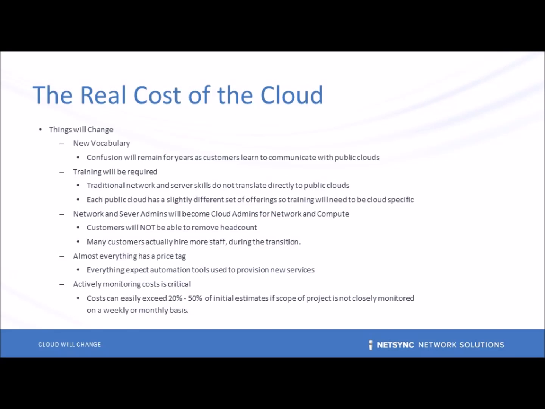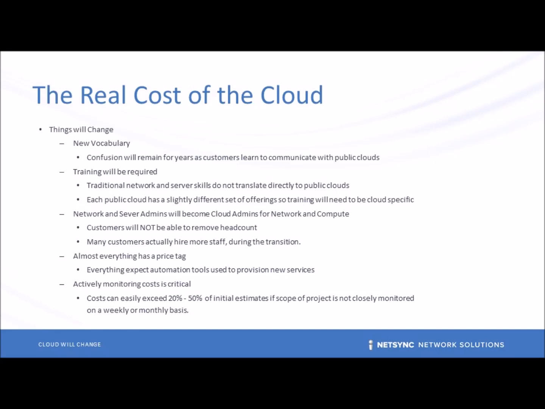Almost everything has a price tag. This one gets everyone. Everything except the automation tools used to provision new services costs something. Just really want to make that point. Everything costs money. It is not like a normal server where you can put multiple applications on a physical server and not have to pay the incremental capital cost because you're just utilizing the server more. If you want additional space, you're going to pay for it. If you want an additional IP address, you're going to pay for it.